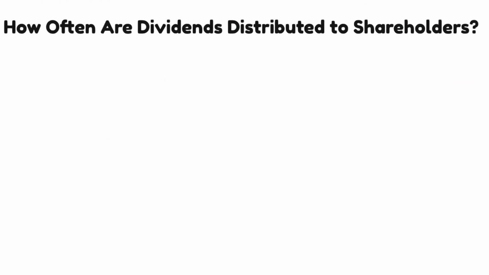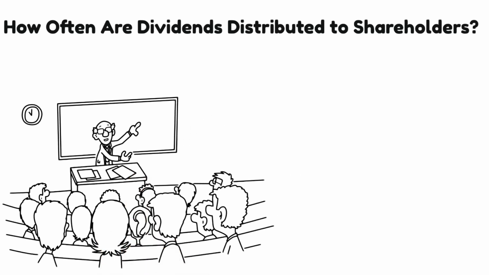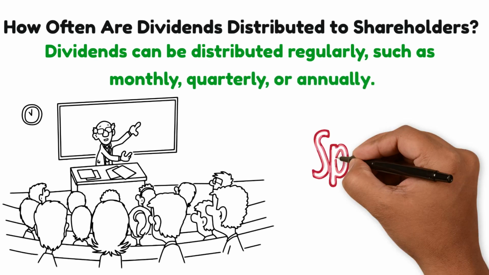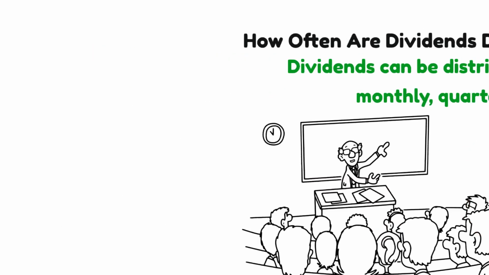How often are dividends distributed to shareholders? The frequency and payout rates of dividends are determined by the board of directors. Dividends can be distributed regularly, such as monthly, quarterly, or annually. Additionally, companies may issue one-time special dividends in addition to scheduled distributions.